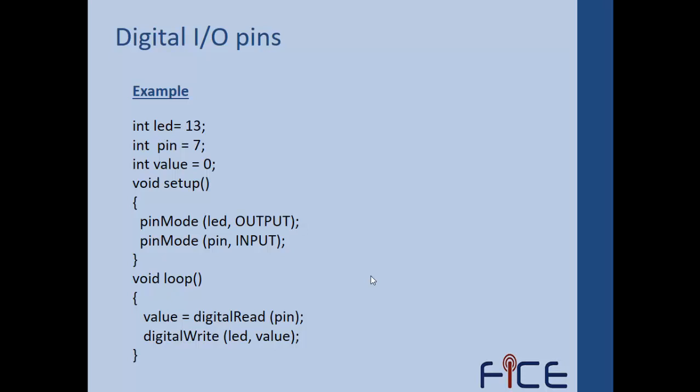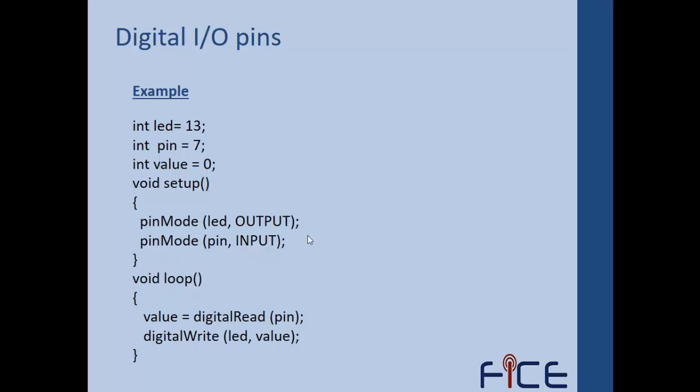So pinMode, you can write LED because we have already declared the variable for pin number 13, or if you write the pin number also, it will work. So pinMode(LED, OUTPUT). This instruction will make your pin number 13 an output pin. Next is pinMode(pin, INPUT). The pin is nothing but pin number 7, so you can write 7 also or pin. This will make pin 7 an input pin. So digital pin 7 will act as an input pin now.